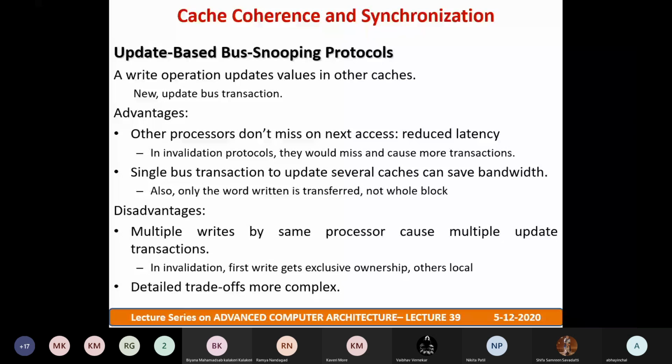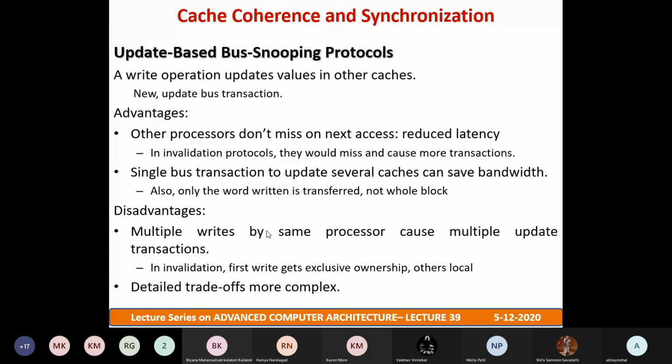I will repeat. The advantages are other processors don't miss on next access, which is reduced latency, whereas in invalidation, they would miss and cause more transactions. One more best advantage is that in a single bus transaction, it updates several caches and saves bandwidth. How it does is, it will update only the required word, not the entire cache block, which is not the case in the invalidate protocol.